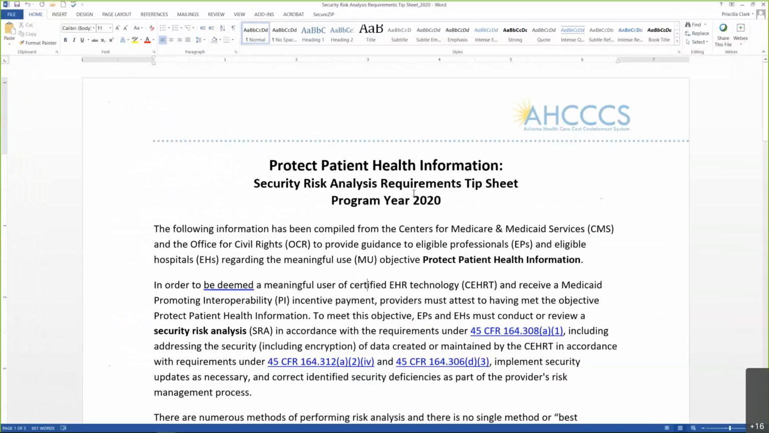So we'll go for the last tip sheet that was created just to help give you more guidance, because the security risk analysis is a common selling point for a lot of practices and providers because they don't know exactly what has to be documented in that SRA.